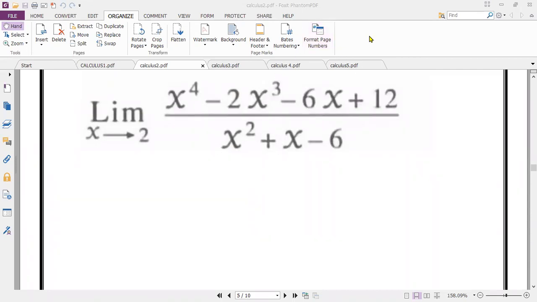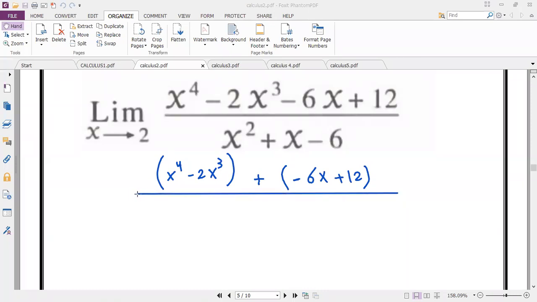Here, what is the type of factorizing? If we look at the top, you will see 4 terms here, but we can factorize it by grouping. We can take x to the power of 4 minus 2x cubed as a group, and right here plus, just to separate between them, you'll get negative 6x plus 12. Because in the first group we have x to the power of 3 as a factor, and in the second group here, we have negative 6 as a factor.